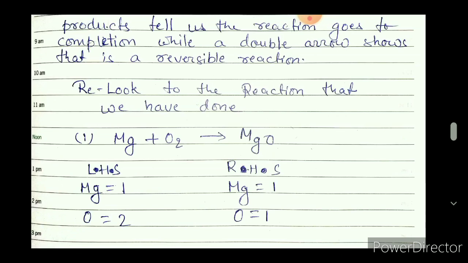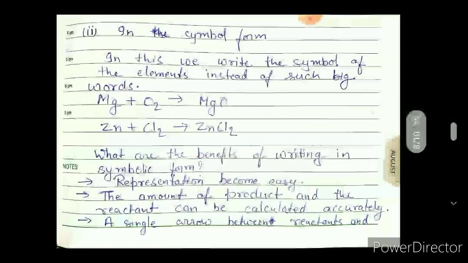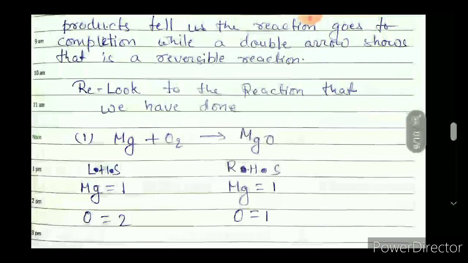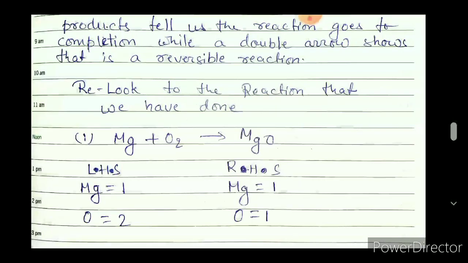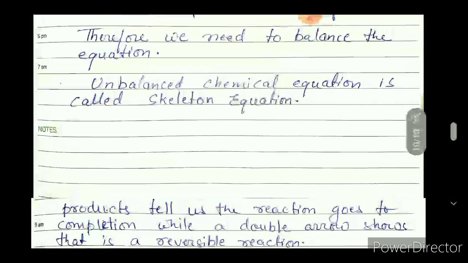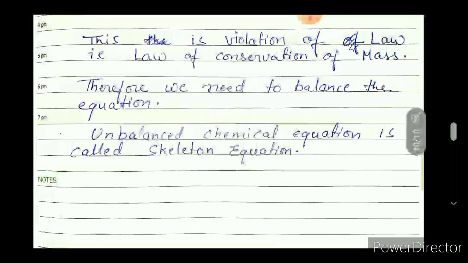So let's relook at the reaction that we have done. Mg plus O2 gives MgO. If we write the LHS and RHS separately, in the LHS we have one magnesium and two oxygen. In the RHS we have one magnesium and one oxygen. Magnesium is balanced but oxygen is not equal, and it should be equal, otherwise there will be a violation of the law of conservation of mass. We cannot do this.